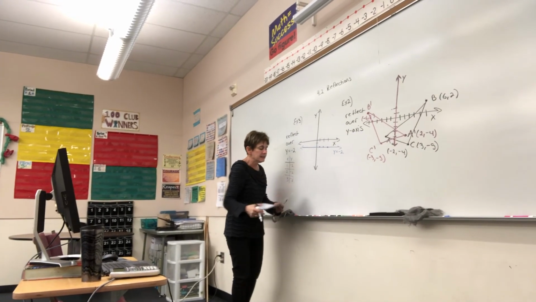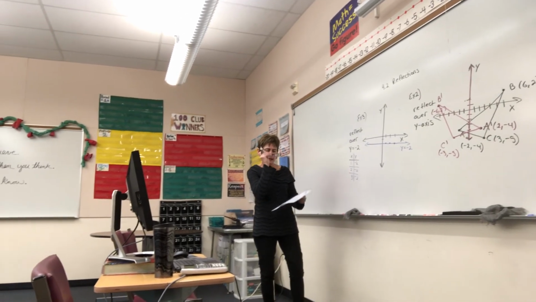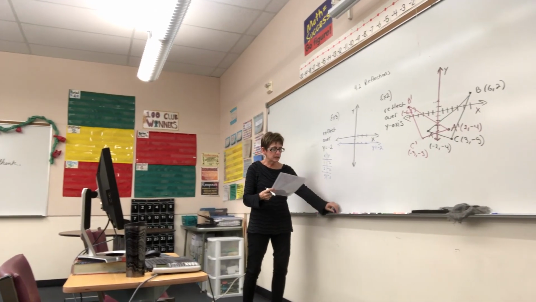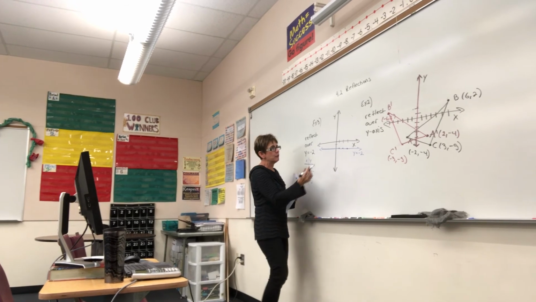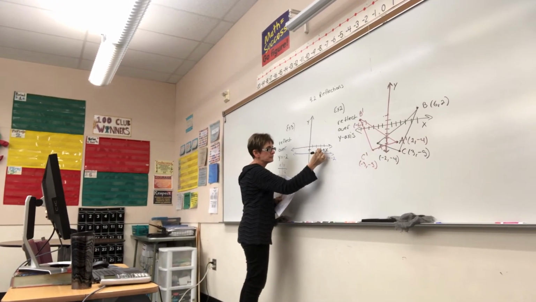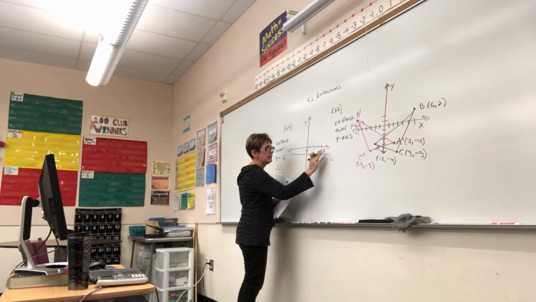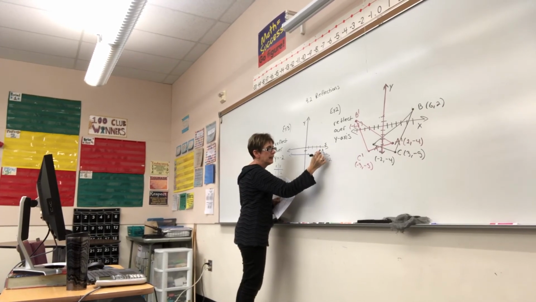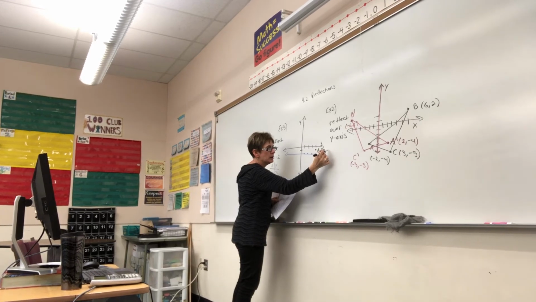Okay, this is our last example. Let's graph our pre-image. The pre-image is A at (4, -1). So I want to go 4 over and 1 down, and I'm going to label this A. Point A at (4, -1).